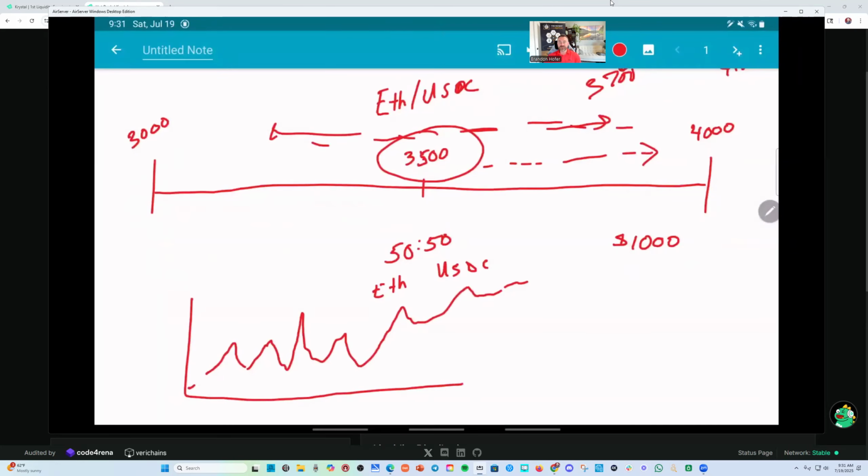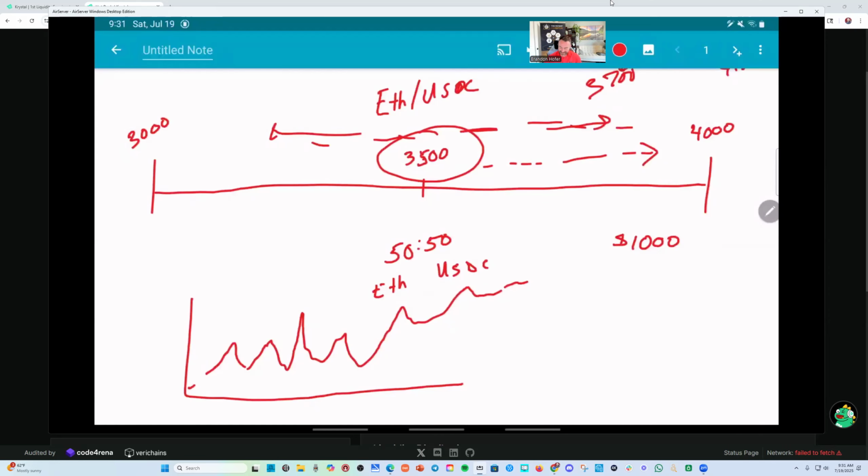Okay, as it fluctuates, so too will the ratio of my assets fluctuate. It's not permanent. And this is where we get the phrase impermanent loss. Because it's not permanent unless you click a button to make it permanent.